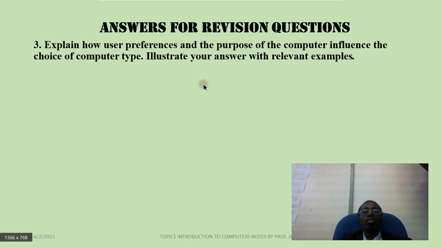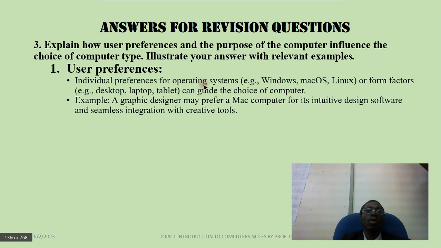The third question was: explain how user preferences and the purpose of the computer influence the choice of the computer type. And I've said that you should illustrate your answer with relevant examples. One of the answers you can give is user preferences. You can talk about individual preferences for operating systems such as Windows, Mac OS, Linux, or form factors such as desktop, laptop, tablet, which can guide the choice of your computer.